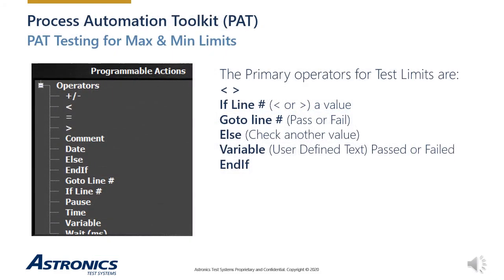In the next 5 slides we'll take a look at how PAT can assist you in testing your radio for max and min limits, i.e. maximum power, maximum deviation, minimum deviation, and SINAD, and so on, receiver and transmitter tests. And essentially they're based around these operators. So the primary operators for test limits are greater or less than, go to line, else, and a variable that can be user defined, so I can make text say passed or failed, and the end if.